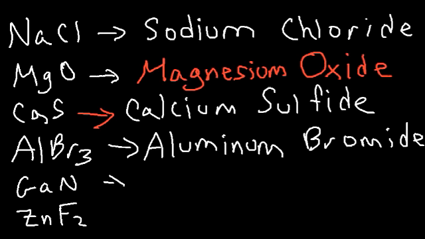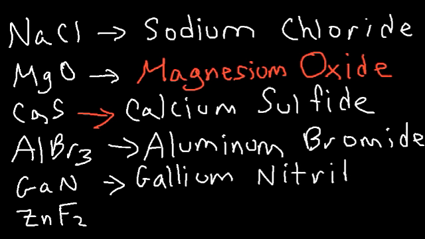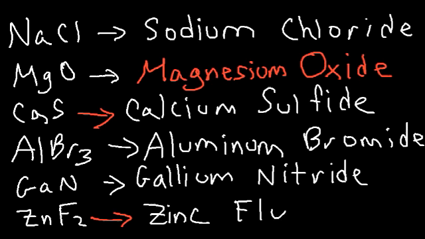Now what about the next one, GaN? Ga is called gallium, and N represents nitride. So it's gallium nitride. And the last one, Zn, is zinc. And instead of saying fluorine for F, it's going to be fluoride.